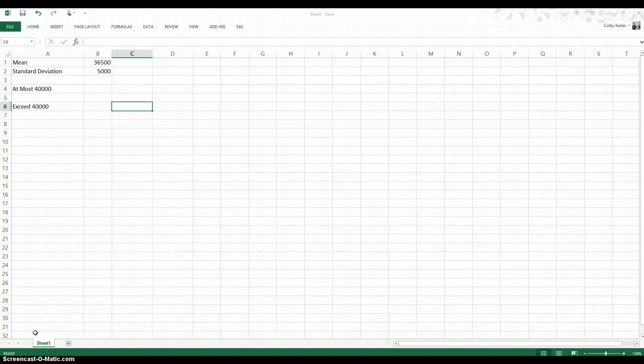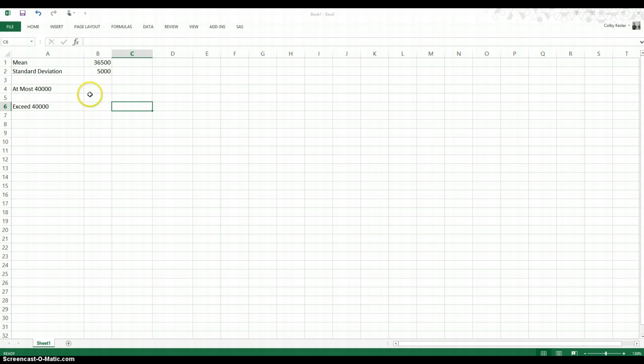Okay, so I'm going to look at a normal distribution probability problem. And in this problem, consider that we are looking at a tire company and they're describing the tire mileage. The mean of the tire mileage is 36,500, while the standard deviation is 5,000.